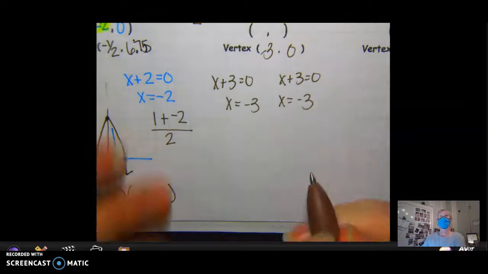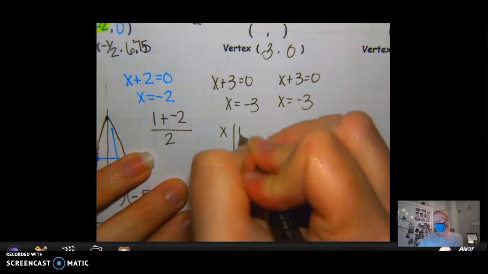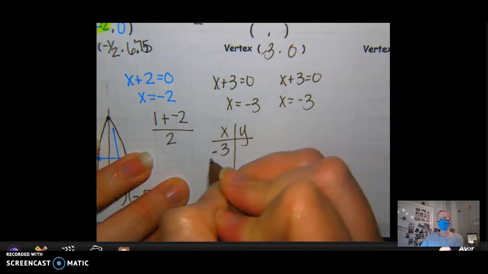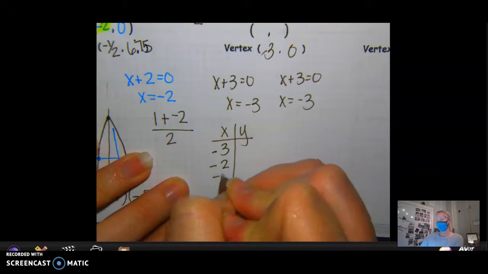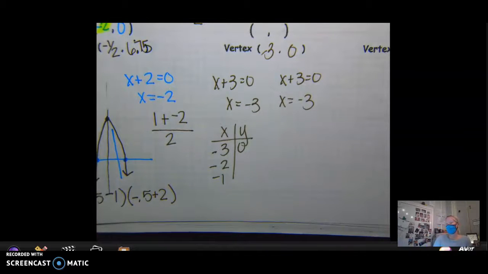Think back to standard form. If I knew my vertex, what did I use in standard form to find a side of my parabola? What did we use in standard form, guys? I wrote it down at the top of the paper if you wrote it down also. Yeah, a table. Your vertex is at -3. Go to one side of it. What is it? -2, -1. We know it's -3, 0. So go ahead and plug in -2. Go ahead and plug in -1 and find your y values real quick.